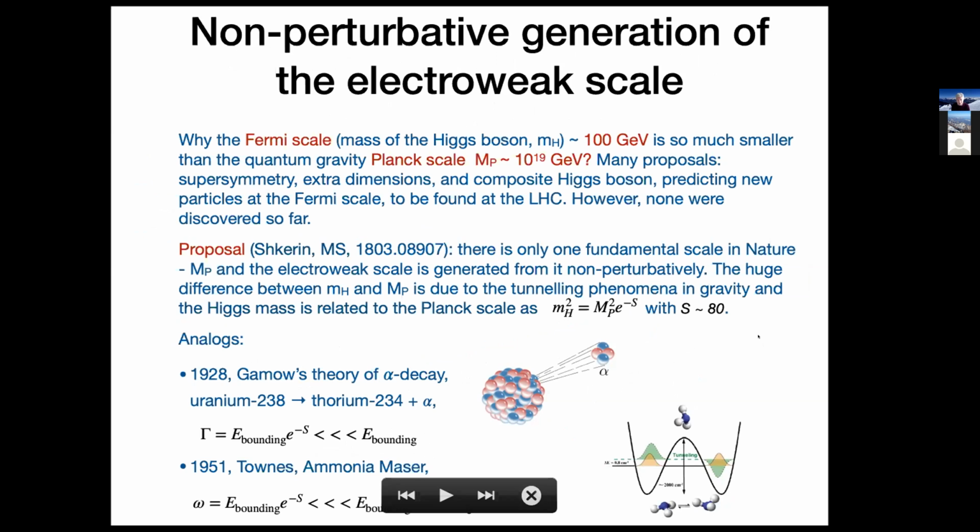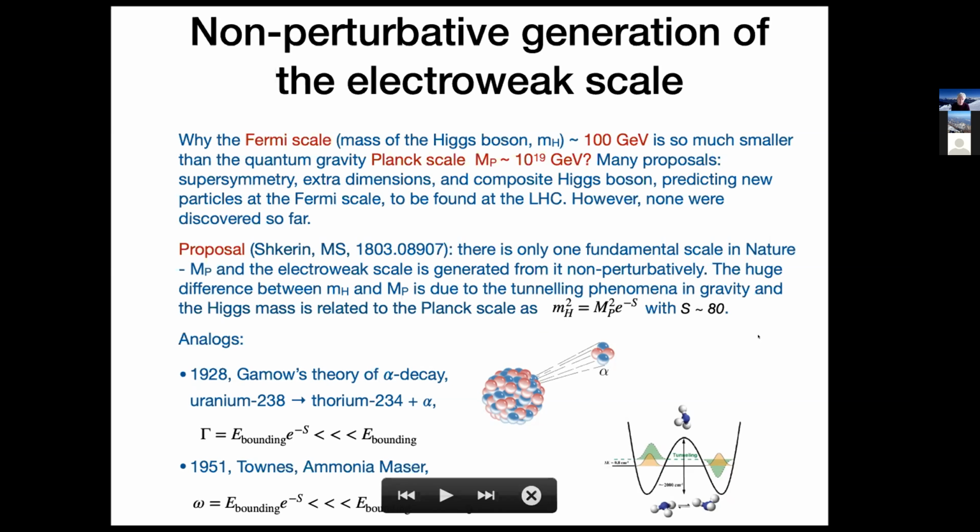We know the question of why the Fermi scale, which is about the mass of the Higgs boson, about 100 GeV, is much smaller than the quantum gravity scale, 10 to the 19 GeV. This is the celebrated hierarchy problem, and there are many proposals to deal with it. These proposals include low energy supersymmetry, large extra dimensions, and composite Higgs boson. All these proposals were predicting particles at the Fermi scale. It was expected that these particles would be found there. However, none were discovered so far, and this, I believe, calls for rethinking all of this.